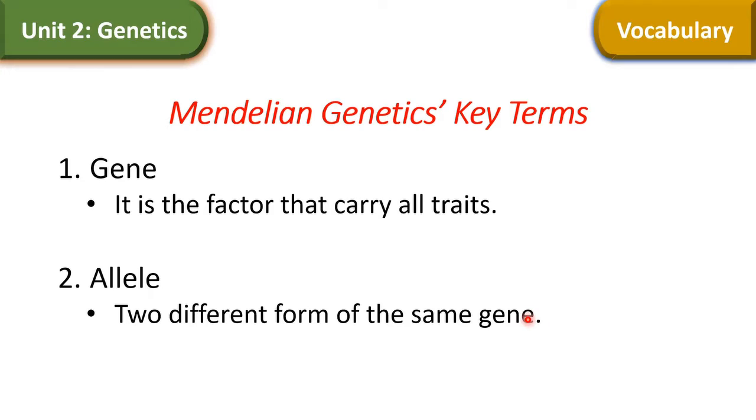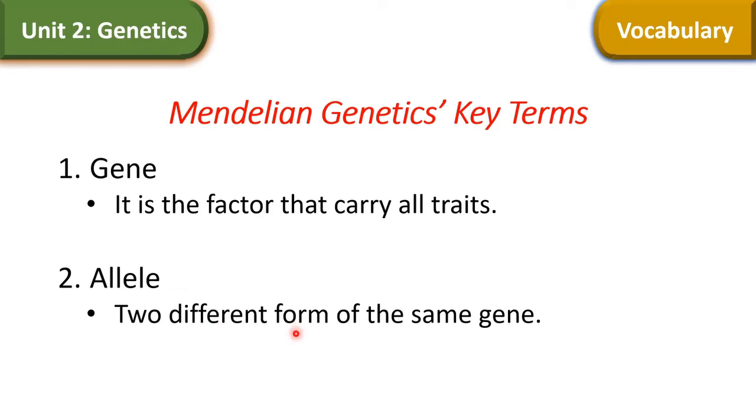So let's begin with number 1 and number 2 of your key terms. Number 1 is gene. What is a gene? A gene is the factor that carries all traits, and allele is two different forms of the same gene.